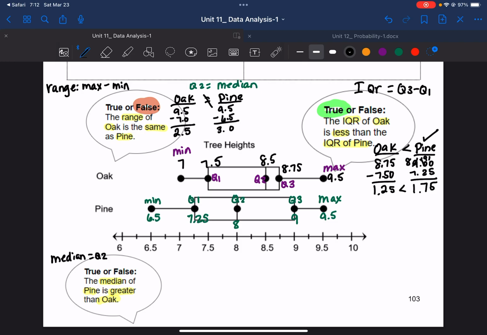Okay, so we have pine being greater than oak. Okay, pine's median is 8. Oak's median is 8.5. And as you can see, 8 is not greater than 8.5. This is false. 8 is actually less than 8.5. Okay, so here we can say that that is false. Okay, take your time to pause and get this down, and I'm going to go ahead and move to the next page. Okay. All right, so here, next page, going in 3, 2, 1.